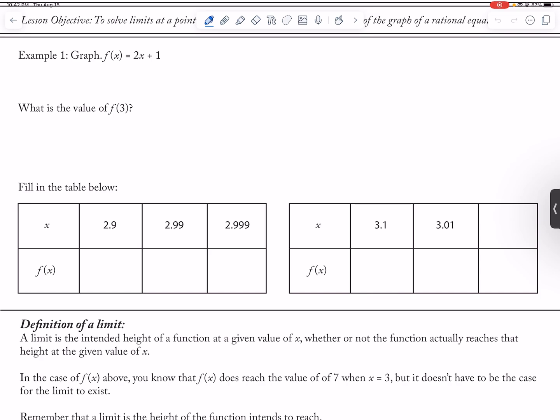So the way we're going to do this is we're going to look at graphing this equation. So we have my y-intercept is at 1. I go up to over 1.